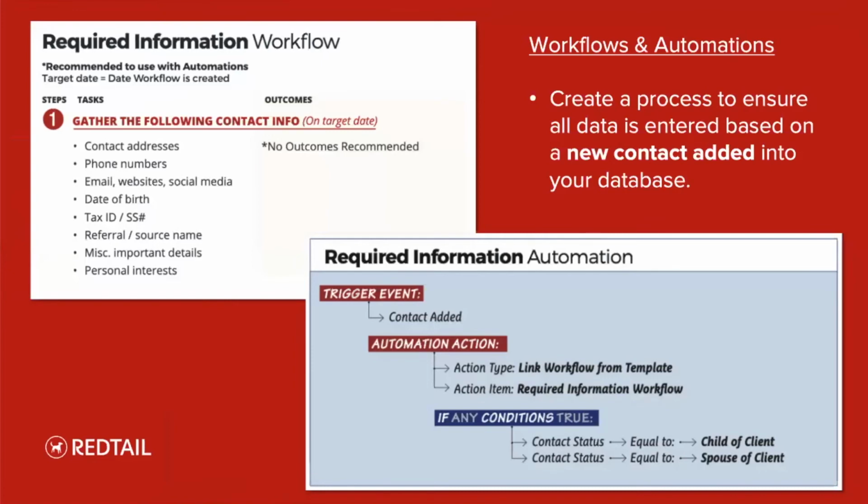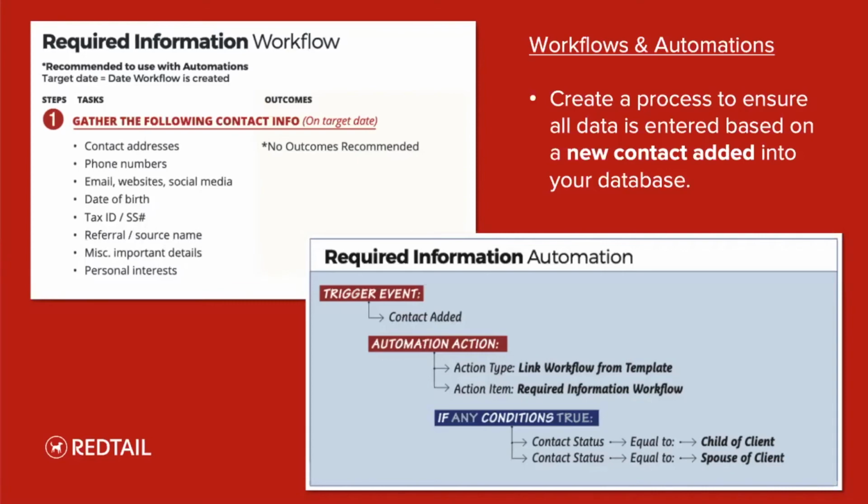So if there are fields that we find in the office are just never getting filled out, we always forget about them. And then 6 months down the road, we realize it. Nip that immediately. You can always create a workflow that's more of like a checklist. So on this one here, we have a required information workflow, which when you look at it is very basic, and workflows don't have to be complicated. So in here we have gather the following contact information, make sure they have an address, a phone number, a website, their date of birth, which again is helpful for birthdays, tax ID, referral, miscellaneous important details such as keywords and user-defined fields.